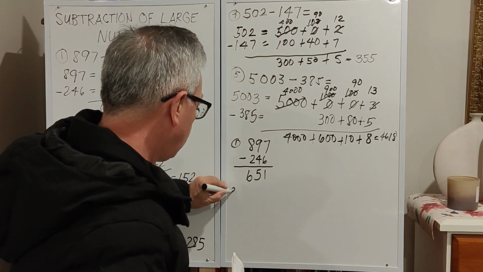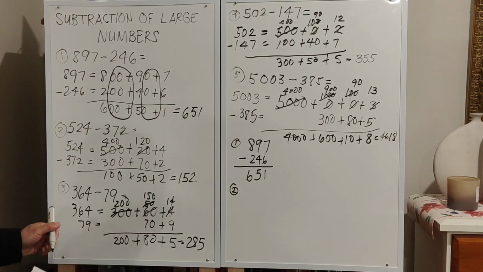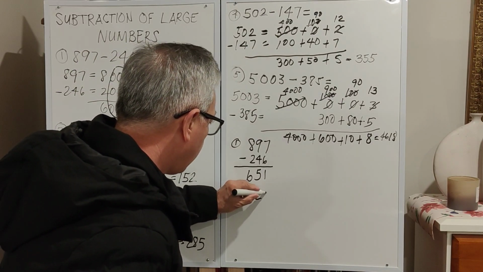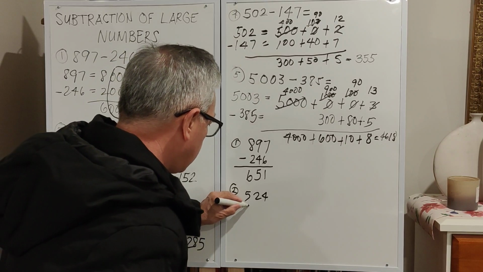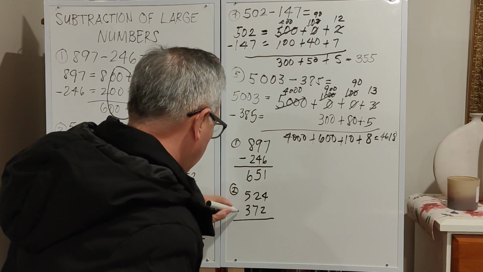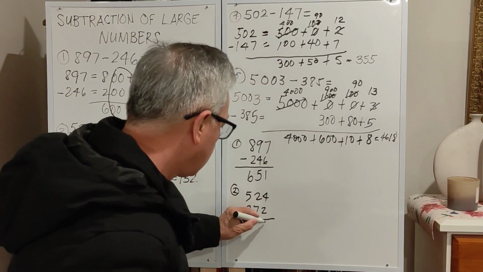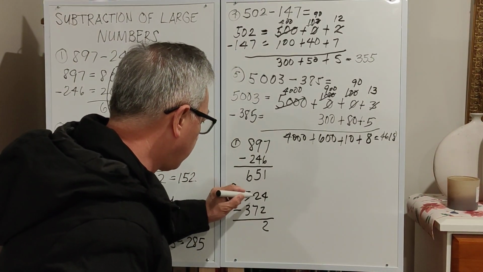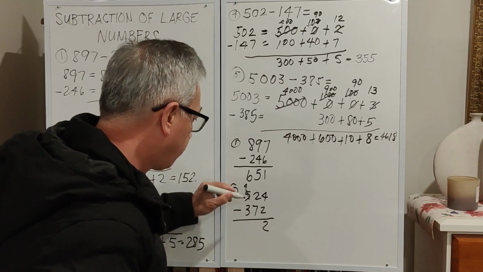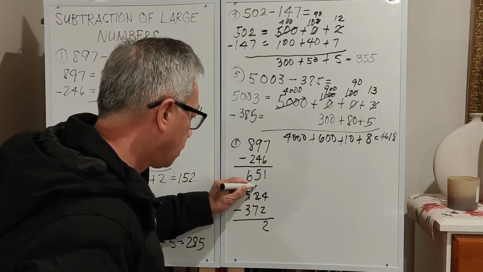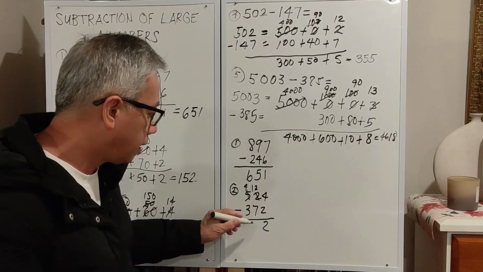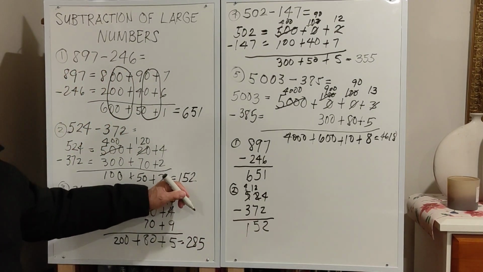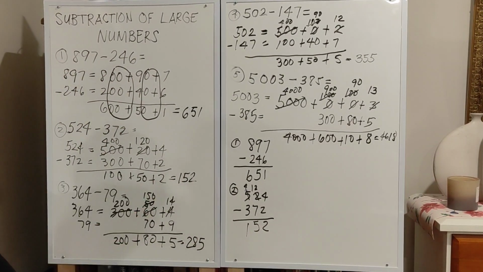So number 2, 524 minus 372. So 4 minus 2 is 2. 2 minus 7 we cannot subtract, so 2 will borrow from 5. 5 now becomes 4. 2 now becomes 12. 12 minus 7 is 5. 4 minus 3 is 1. So this one is equal to this one.